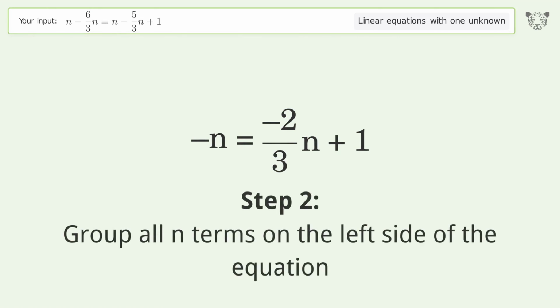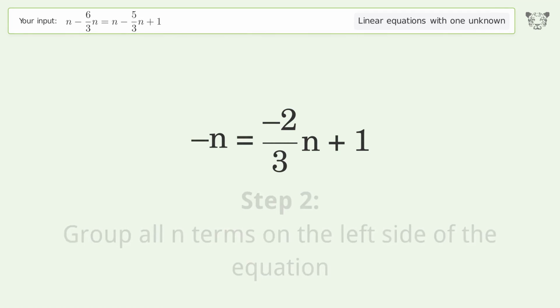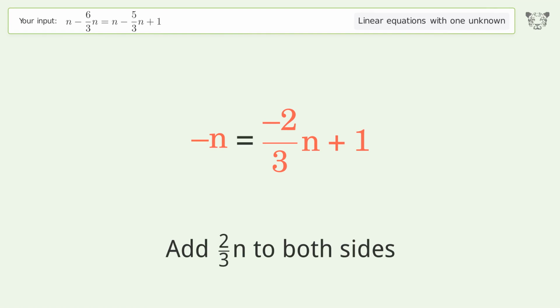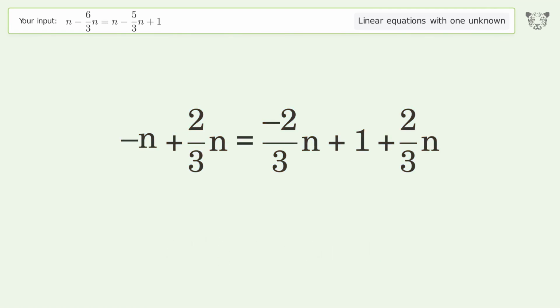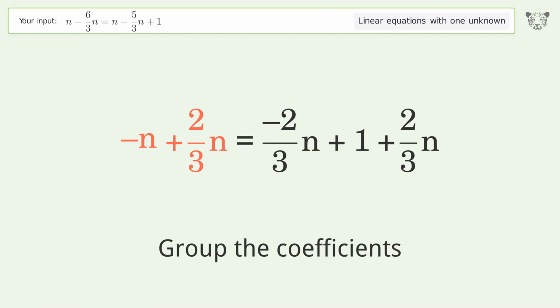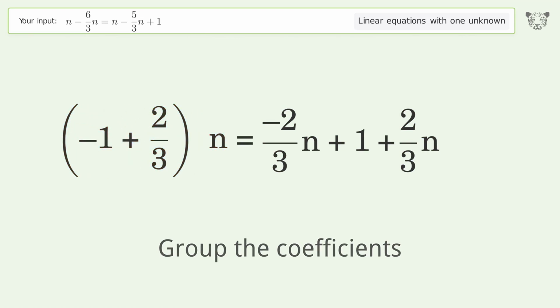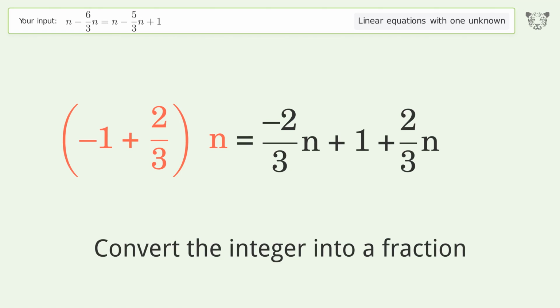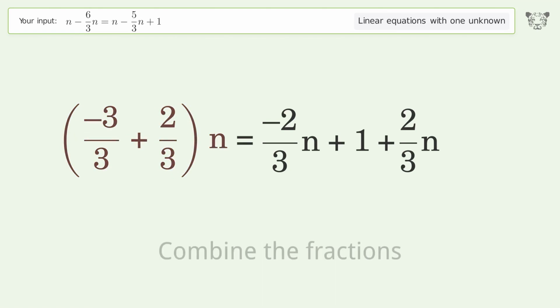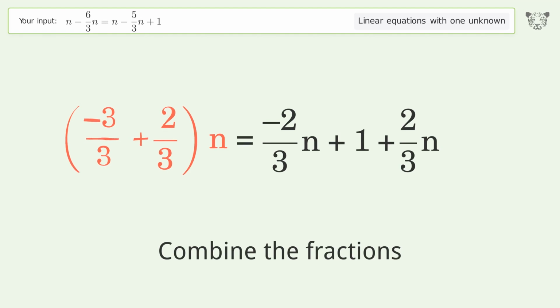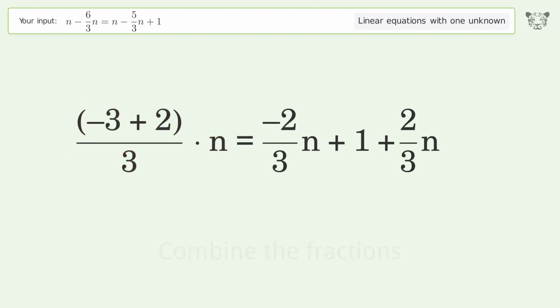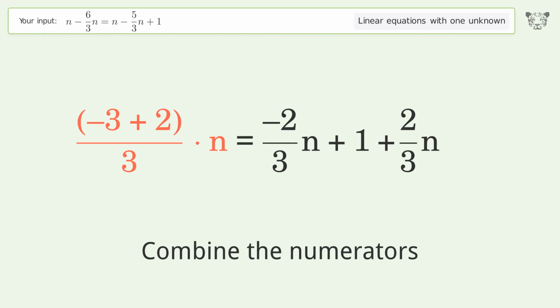Group all n terms on the left side of the equation. Add 2/3n to both sides. Group the coefficients. Convert the integer into a fraction. Combine the fractions. Combine the numerators.